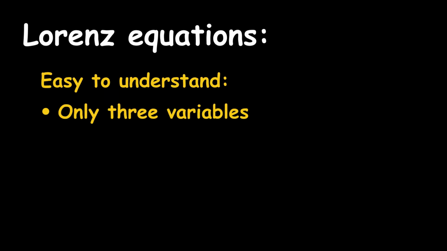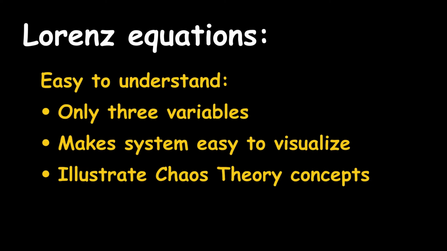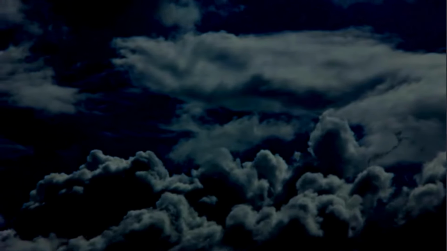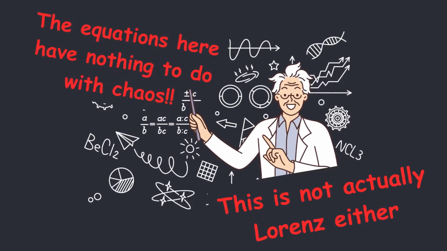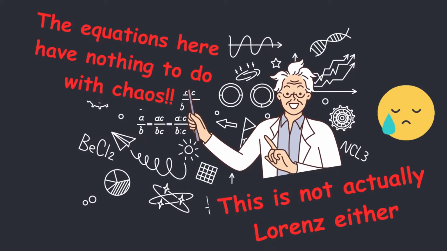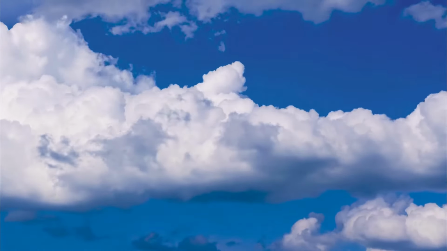The Lorenz equations are useful because they are relatively easy to understand with only a small number of variables, so we can see exactly what is going on. These equations are very powerful for illustrating concepts from chaos theory. Since they were introduced by meteorologist Edward Lorenz in 1963, they have become a classic example of deterministic chaos. The Lorenz equations describe the behavior of a simplified model of atmospheric convection.